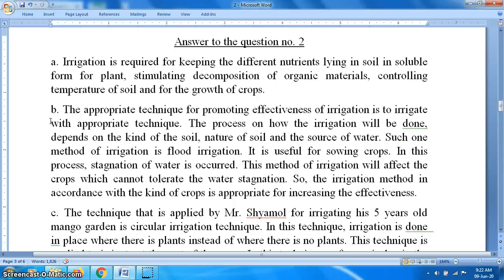The process of how the irrigation will be done depends on the kind of soil, nature of soil, and source of water. One method of irrigation is flood irrigation. It is useful for sowing crops. In this process, stagnation of water occurs. This method of irrigation will affect the crops which cannot tolerate water stagnation. So, the irrigation method in accordance with the kind of crop is appropriate for increasing the effectiveness.